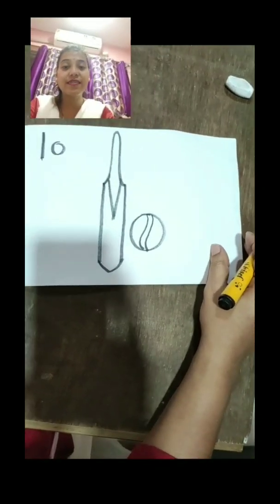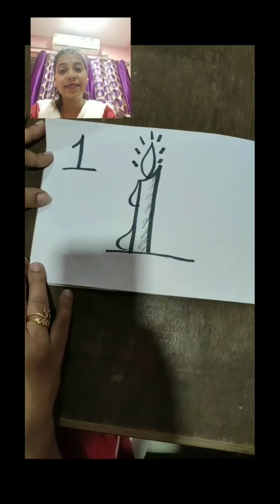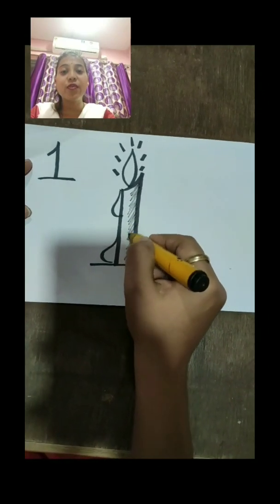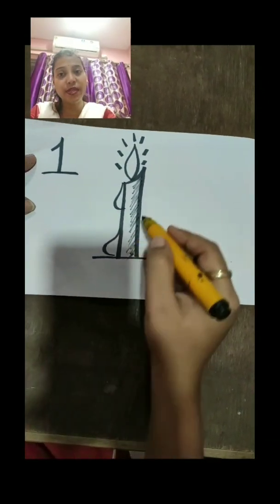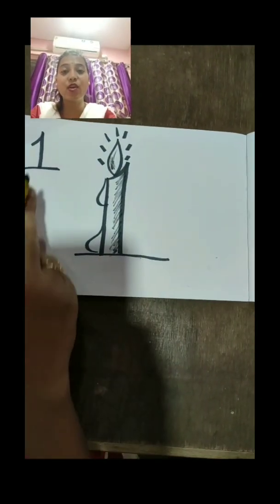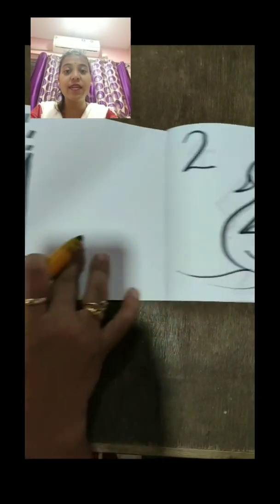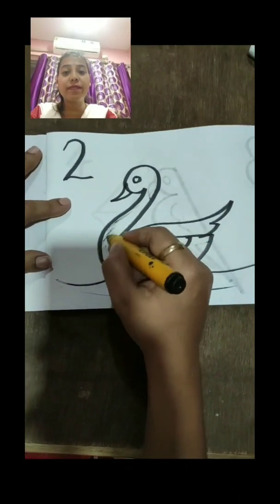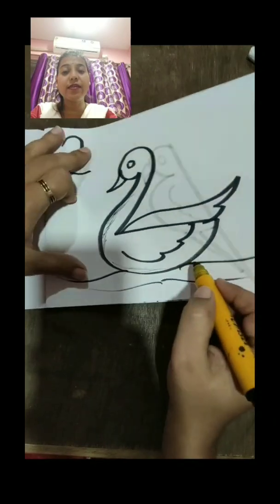So here are all of those. I am going to show you again. You can do all of these, 1 to 10, with colorful shading by crayons, watercolor, or poster color. Here I am showing you only with the marker.